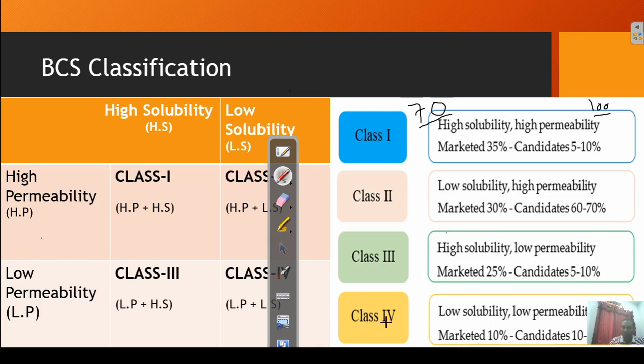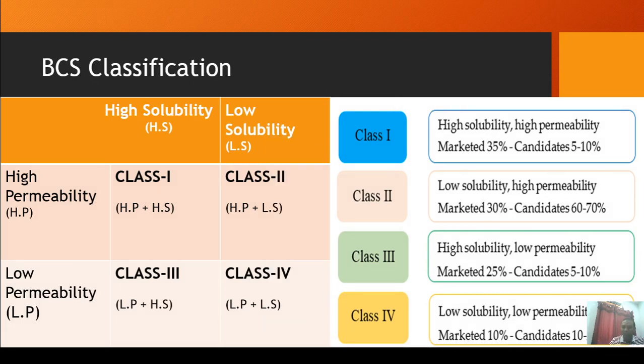Class 4 drugs show low solubility and low permeability, and cover 10% of the marketed drugs and almost 10 to 20% of candidates. So you can get a better idea from this table that class 2 and class 4 drugs have low solubility, so we have to improve the solubility of these drugs. To improve their solubility, we have to perform pre-formulation studies.